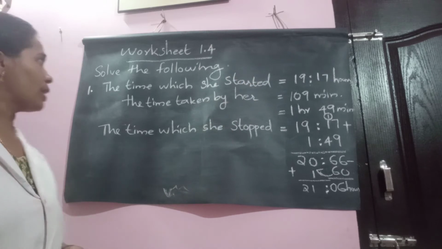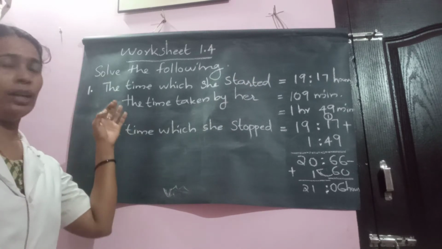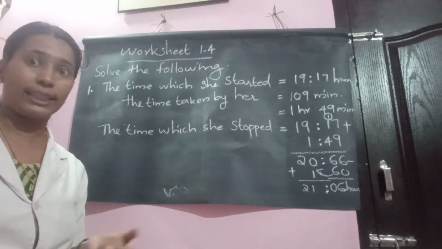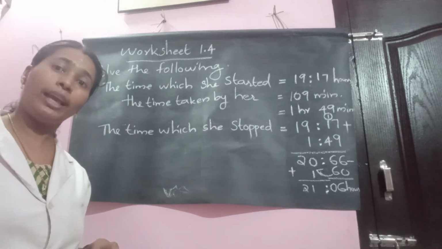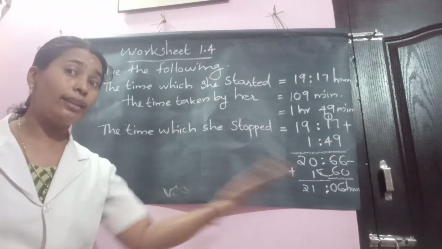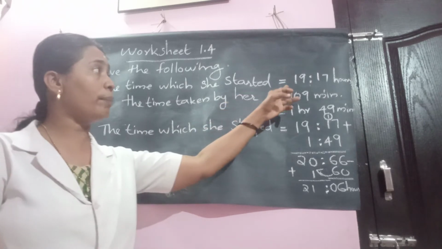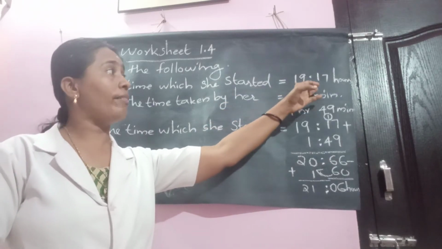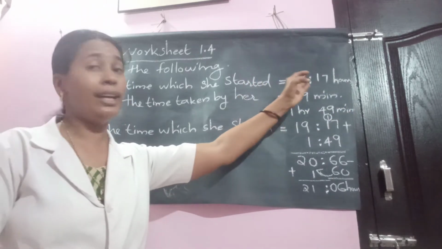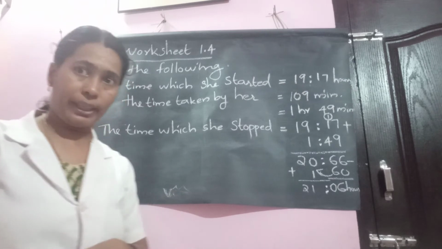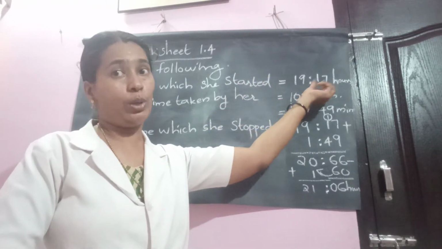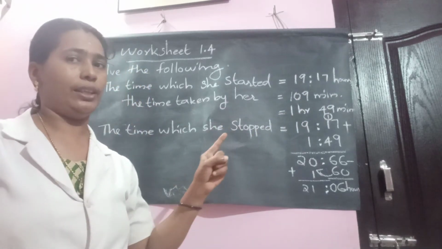Okay, in this question they are telling about a girl who has taken time for jogging. She started doing exercise. And when did she start the activity? She started by 1917 hours. It means 19 hours and 17 minutes. She started the activity.